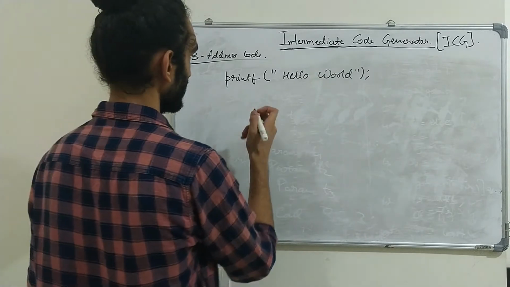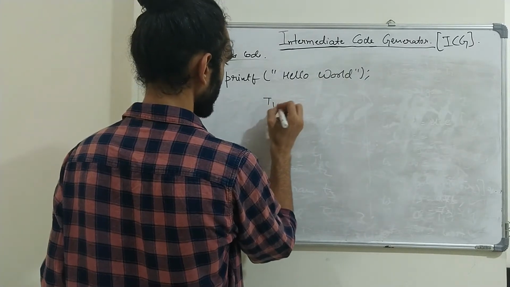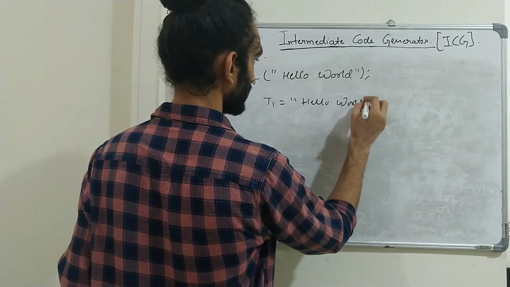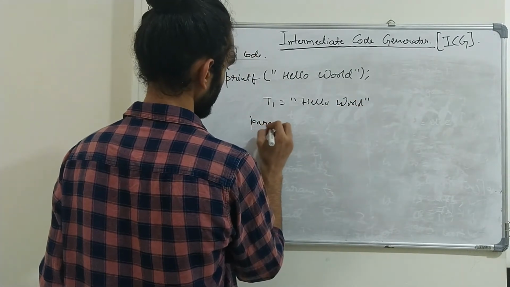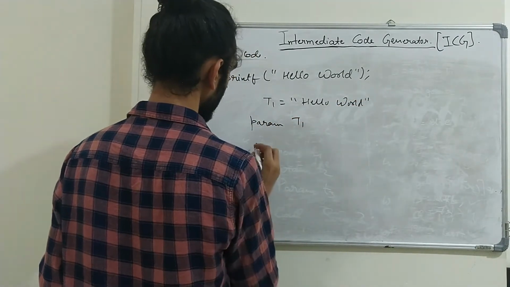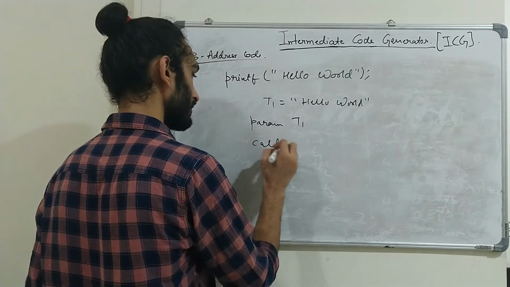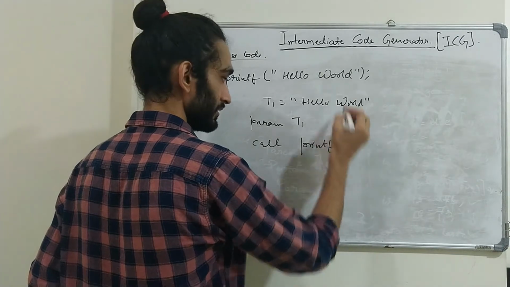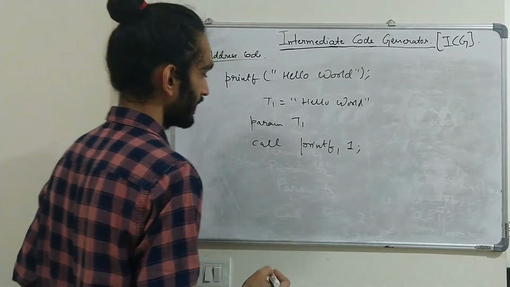So same again, similarly what I'm going to write is T1 equals hello world, parameter T1, and again what I'm going to call is call printf. How many parameters are there? There is only one parameter, right?